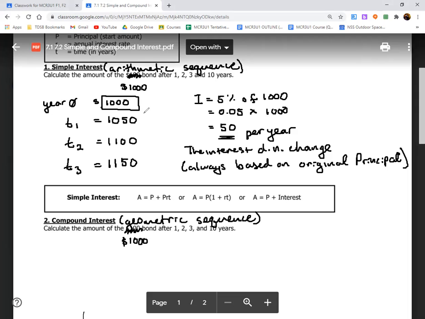Oh, before I move on, sorry. If you want to calculate T10, so we have T1, T2, T3, let's figure out how to calculate T10. It's an arithmetic sequence. So you can say, here is my starting value, 1050, I guess. And we can add that with n minus 1 times 50. That is 1050 plus 9 times 50, 450. The total amount after 10 years is going to be $1,500.